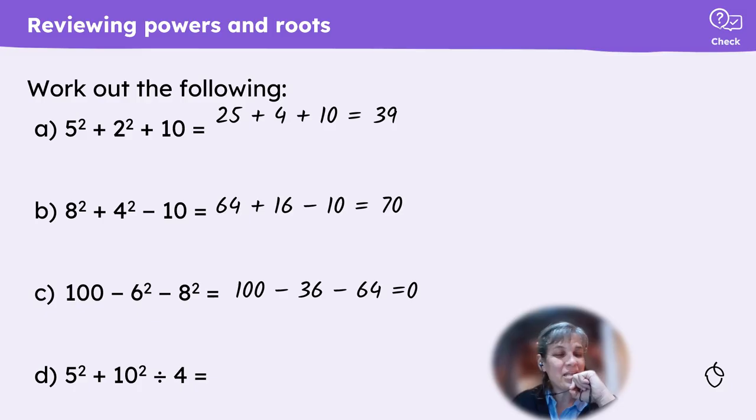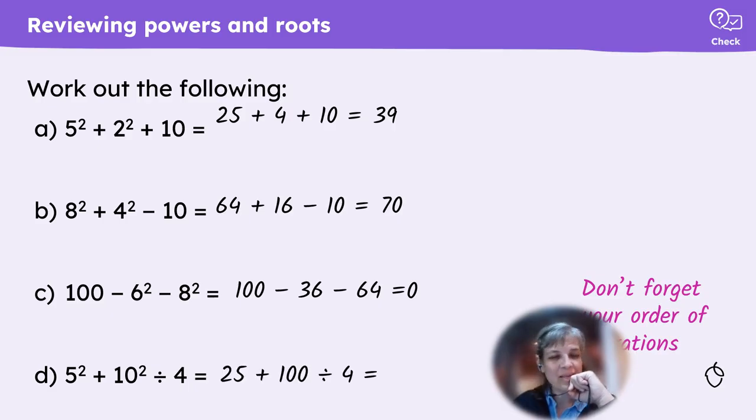Now this last one, you have to remember your order of operations. What do you do first? Do you do the adding or the dividing? Yes, you have to do the dividing first. So 25 plus, but you can't just do 25 plus 100 divided by 4. You have to do the 100 divided by 4 and then add the 25. And it will end up bringing you to 50. Okay, great. Hopefully that is familiar to you and you remember doing square numbers before.